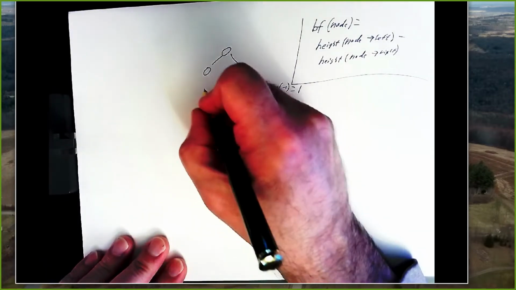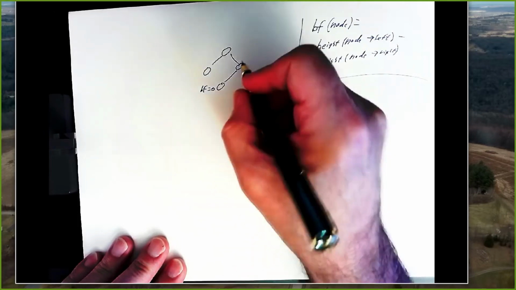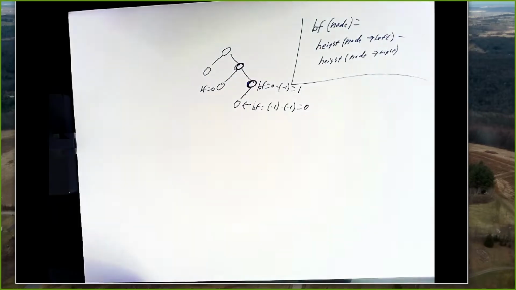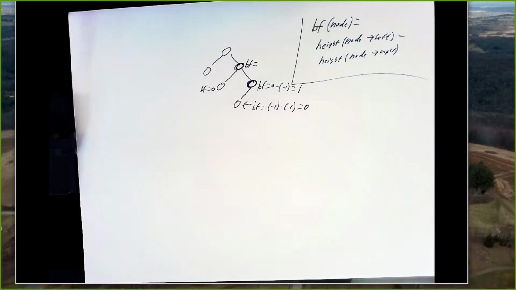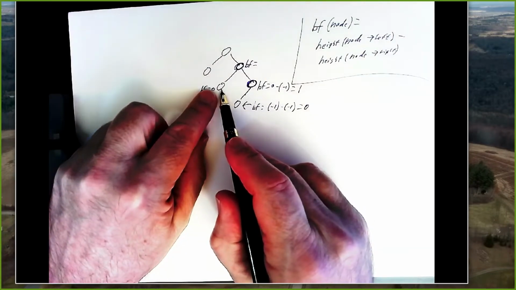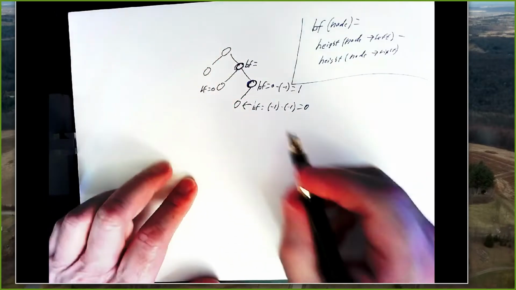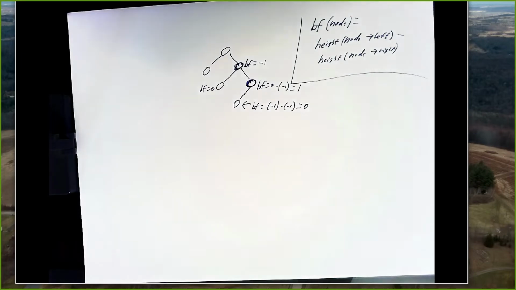Here's another node. It's a leaf node, so the balance factor will be 0 again. But now let's look at this one. So what's the balance factor on this node right here? 0 minus... 0 plus 1? Wait. -1? The height of this tree is 0. The height of this tree is 1. 0 minus 1, balance factor is -1. You got it.